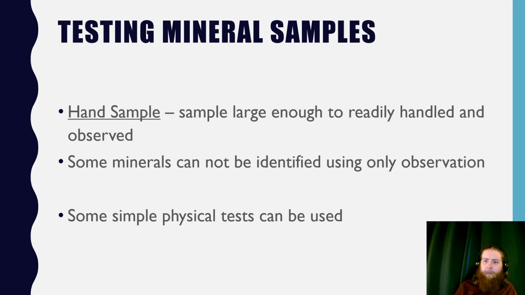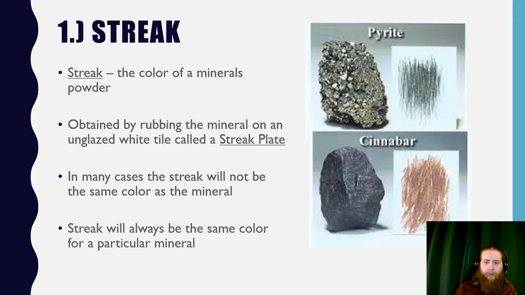Some physical tests we can use is, number one, we have streak, which is the color of a mineral's powder. This is obtained by rubbing the mineral on an unglazed white tile called a streak plate. In many cases, the streak will not be the same color as the mineral. But streak will always be the same color for the same mineral.